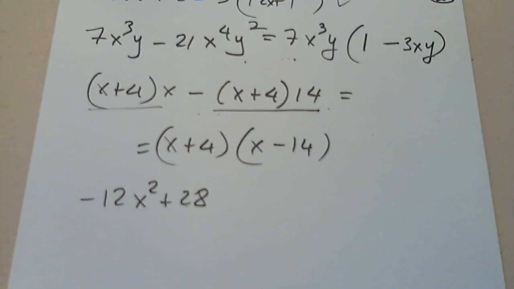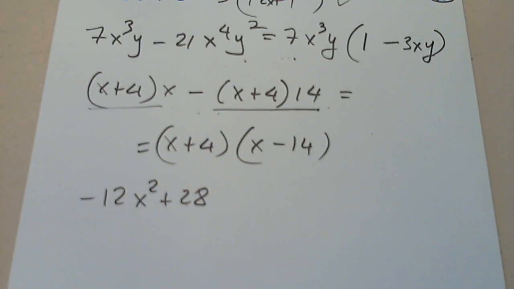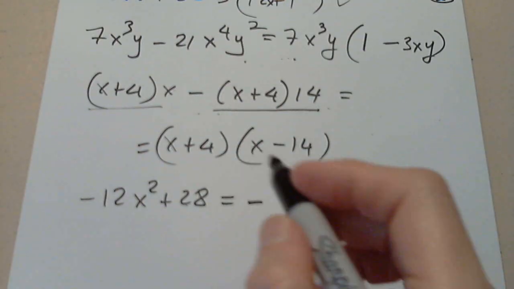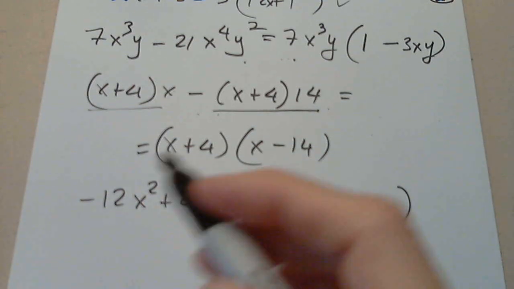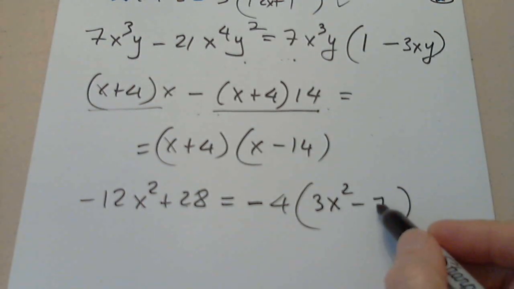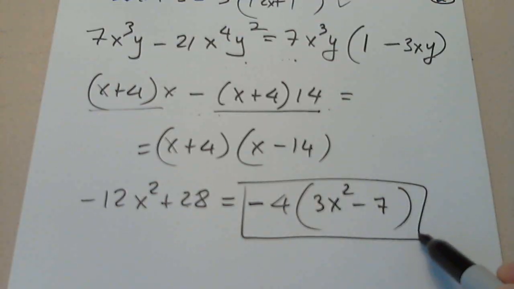So what will you factor out? What is the greatest common factor? Because the leading coefficient is negative, you must incorporate -1 in the greatest common factor as well. -4. Very good. Now let's see what is left in parentheses. 3x squared minus 7. That's it. And there is nothing else we can do here. Excellent. Any questions, please? Anybody?